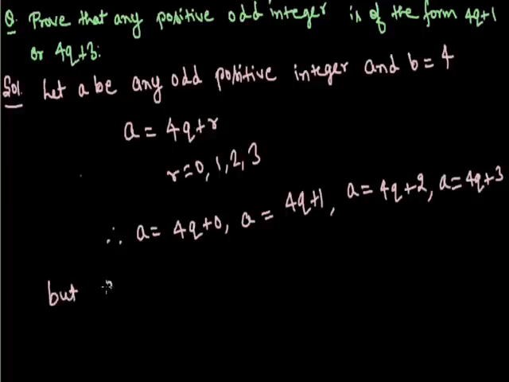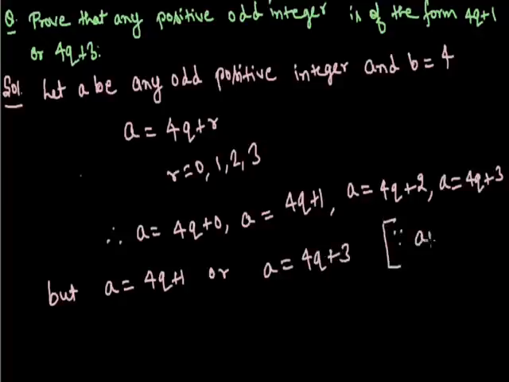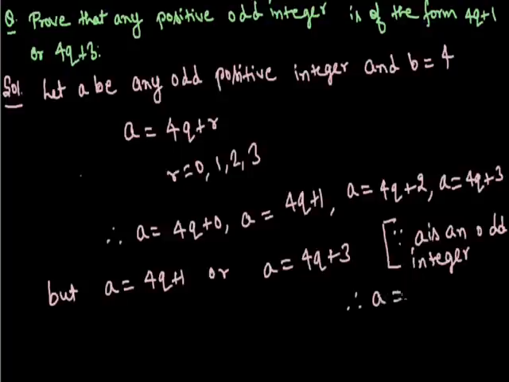But a will be equal to 4q plus 1 or 4q plus 3, because a is an odd integer. Therefore, a must not be equal to 4q or 4q plus 2. Because a is an odd positive integer, a must be equal to either 4q plus 1 or 4q plus 3. Next problem.